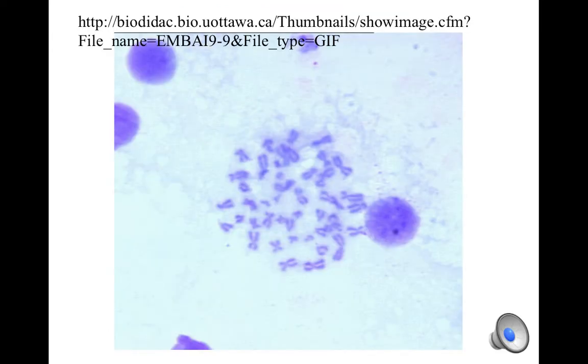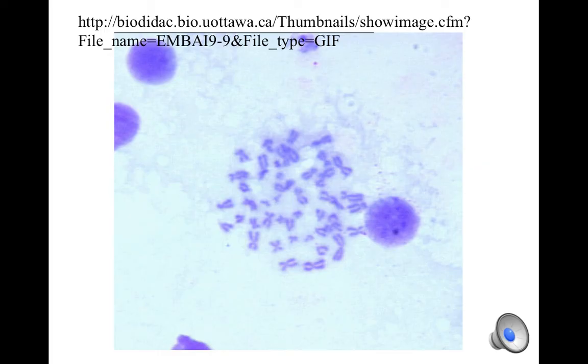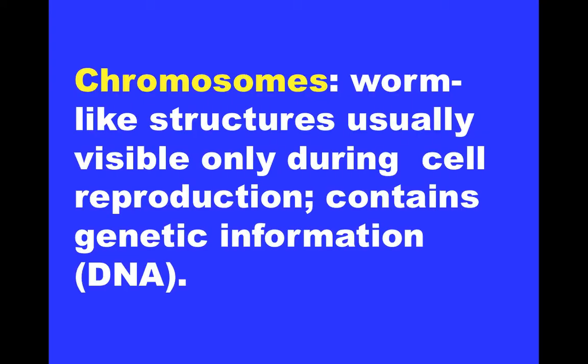Inside, we would find these little clothespin-looking things, sometimes seen under certain kinds of microscope, the electron microscope. They kind of look like Cheetos in a way. And these chromosomes contain DNA. So you've probably heard of DNA. DNA controls your traits and your characteristics. And you have a set number of these. These are worm-like structures, usually visible only when the cell reproduces. And these contain genetic information.